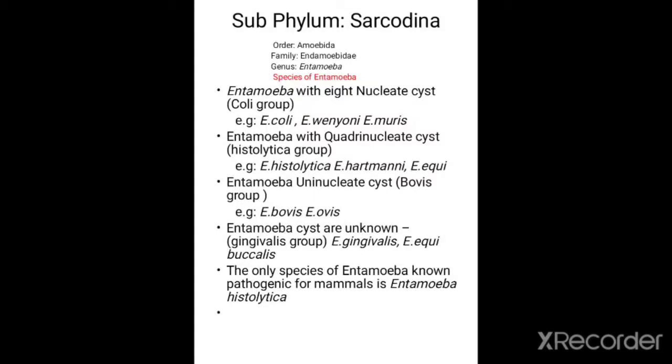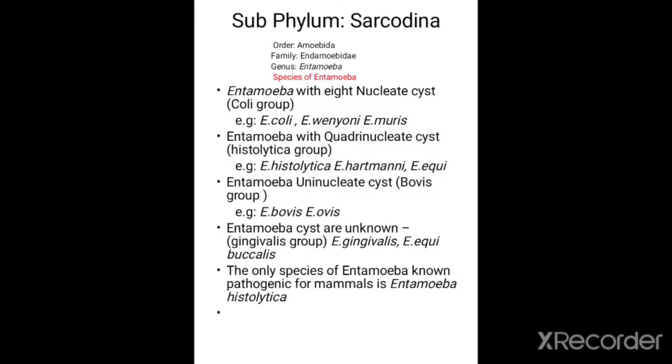In this video, we will discuss genus Entamoeba. They are grouped based on their nucleates. The first group is amoeba with 8 nucleate cyst, called the coli group. An example for this group is Entamoeba coli. It is not Escherichia coli. Please note that this is Entamoeba coli.